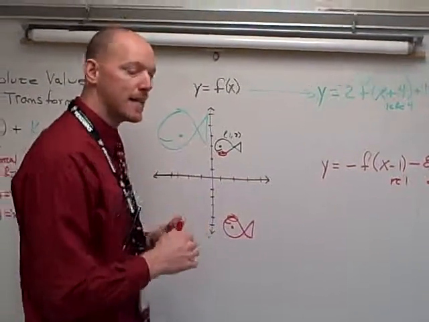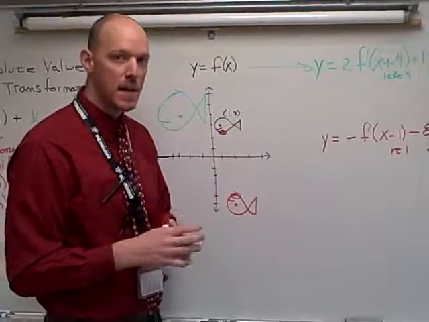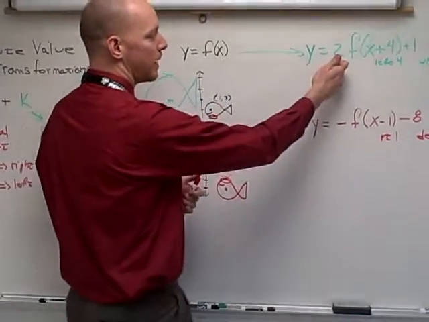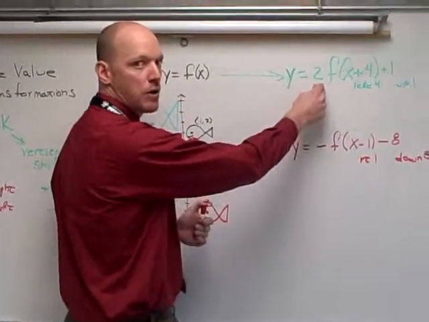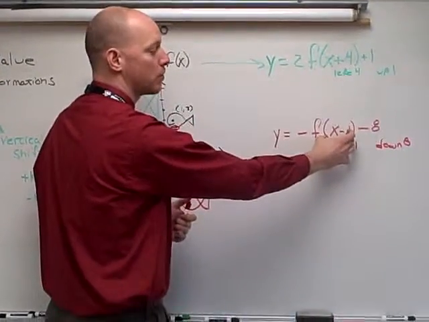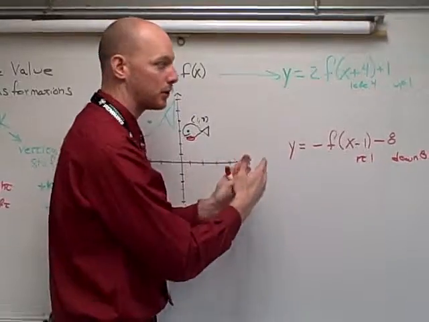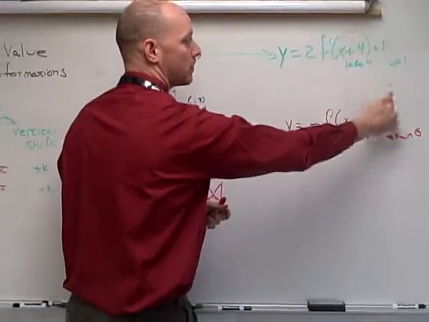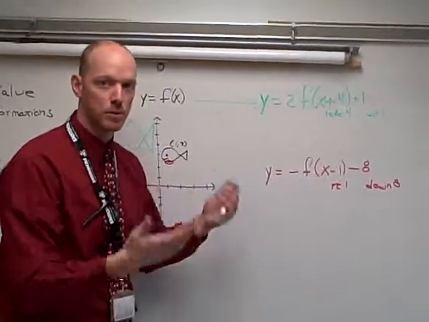But again, these are our 3 main shifts that we have. We have an a value, which is our stretch or our shrink. We have our h value, which occurs inside the grouping symbols, which will tell us a horizontal shift. And then we have our k value, which is outside the grouping symbols, which will be our vertical shift.